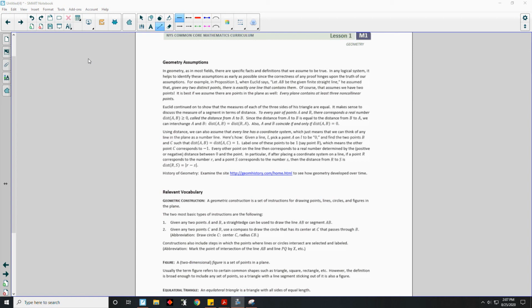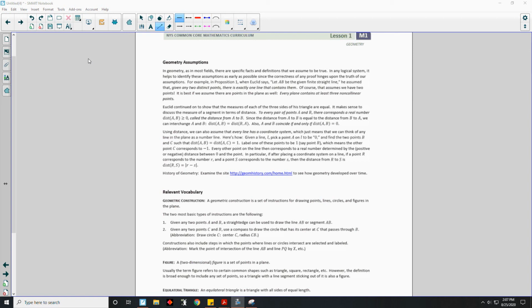Using distance, we can also assume that every line has a coordinate system, which just means that we can think of any line in the plane as a number line. Here's how. Given a line L, pick a point A on L to be 0, and find the 2 points B and C such that distance AB and distance AC equal 1. Label one of these points to be 1, say point B, which means the other point C corresponds to -1.